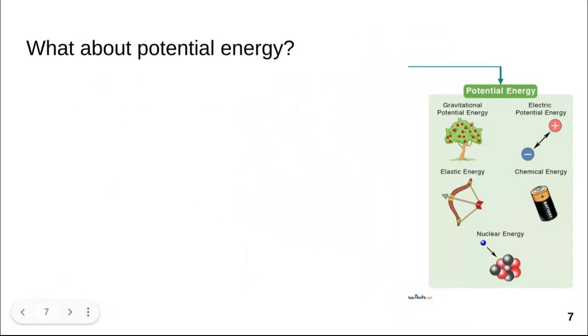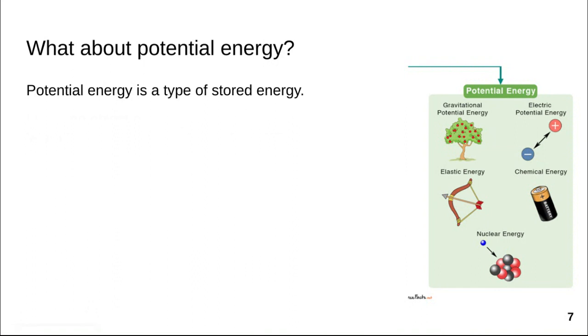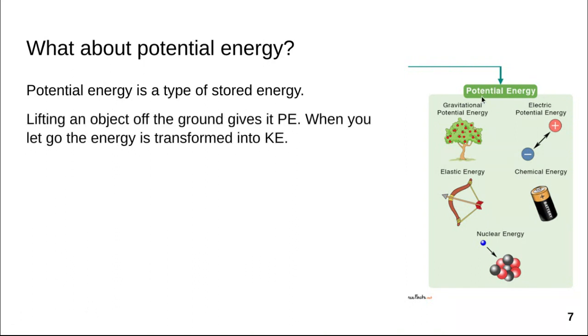But there's another type of energy, and that's called potential energy. Potential energy is a stored type of energy. So, for example, if you lift an object off the ground, you give it potential energy. That would specifically be gravitational energy, because when you let go of that object, gravity is going to pull it back to the earth, and that movement is when it's transformed into kinetic energy.